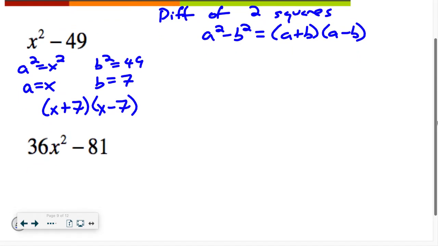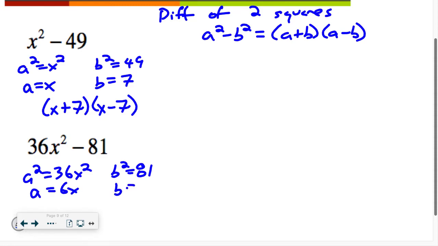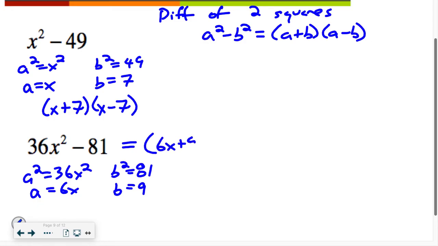So for example, 36x squared negative 81. If I say that a squared equals 36x squared and b squared equals 81, I want to identify, are these perfect squares? Yes, they are. Because if I square root this is going to be a 6x, this is going to be a 9. So therefore, this is going to factor into 6x plus 9, 6x minus 9. And technically, I can actually still take out a 3 out of everything, but I'm going to skip that for now. Okay?